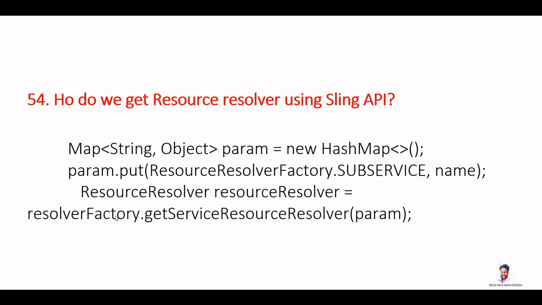And then finally the resource resolver will come from this. From the resource resolver factory we will get the service resource resolver by passing this parameter. So this is how we get the resource resolver. I would suggest at least remember this syntax, because if this question is asked, you should explain that we have a resource resolver factory, we reference it, and with the help of the get resource resolver method we pass the parameter. The parameter is of type map, where the key is the subservice and the value is the subservice name, so that the interviewer will understand, okay, this person knows how to get the resource resolver.